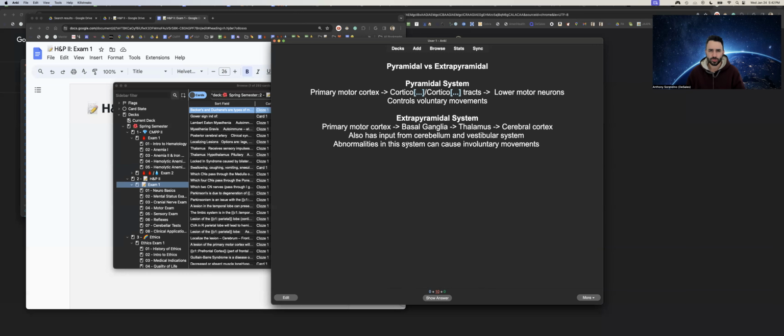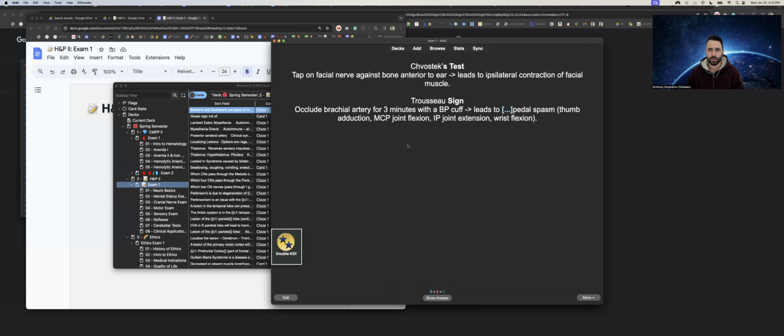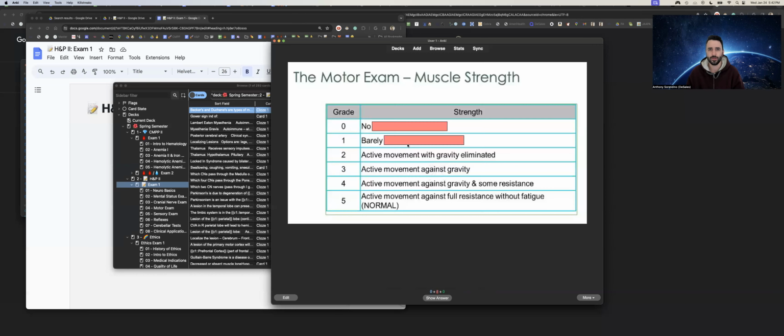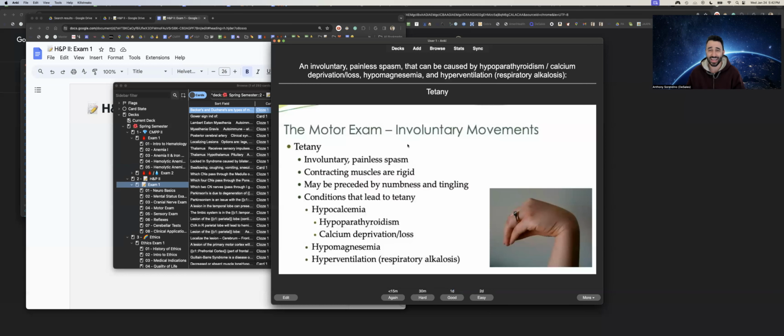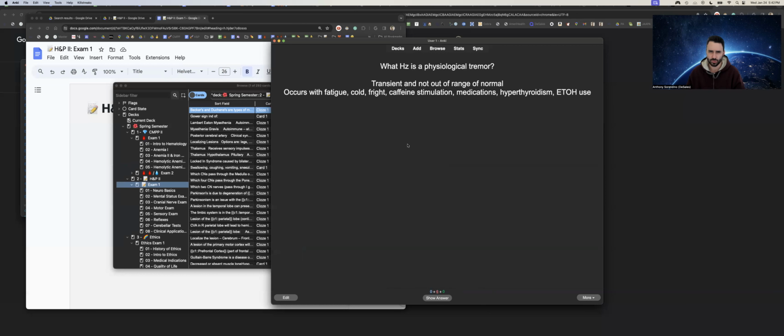Pyramidal system, corticospinal, corticobulbar. Trousseau sign, occlude brachial artery for 3 minutes, leads to blank pedal spasm, thumb adduction, MCP joint flexion, carpopedal spasm. All right, 0 again is no muscle contraction. 1 is barely noticeable contraction. Involuntary painless spasm caused by hypoparathyroid. This is tetany. What hurts is a physiological tremor.